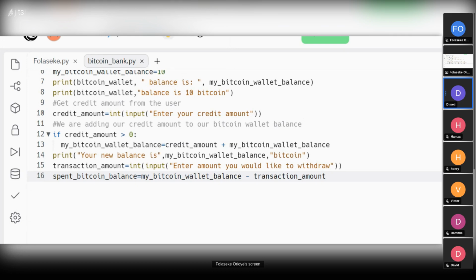Now, what is the next task? Our next task is to do the same thing for transaction amount. Does anybody know what transaction amount is? David? The amount you want to be removed from your account. Thank you. Do we all understand what transaction amount is?